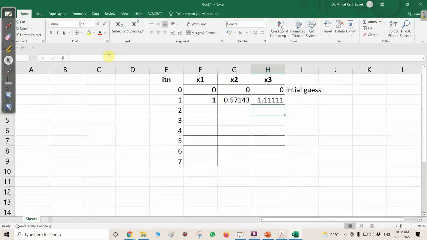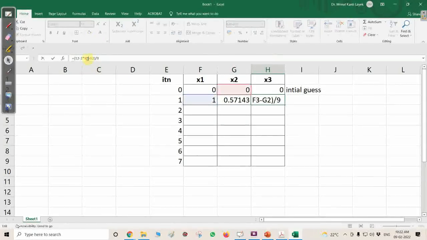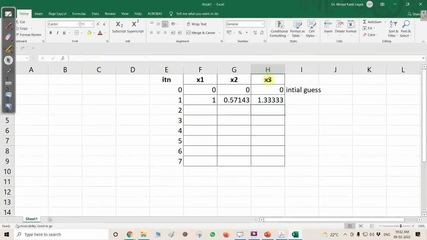1.111. It's coming. Yes, so I did write 1.333, but it's coming 1.1. Some mistake I did. F3, not F3. Okay, you have to select the F. You told me that X1, right? Yes, sir. So 1.333.